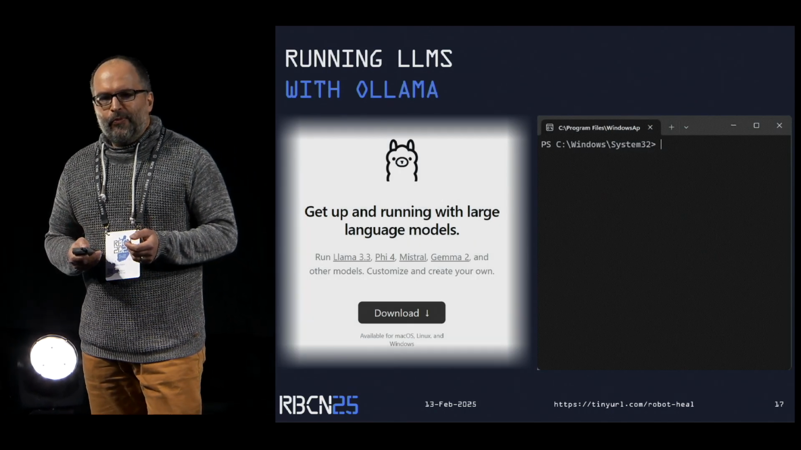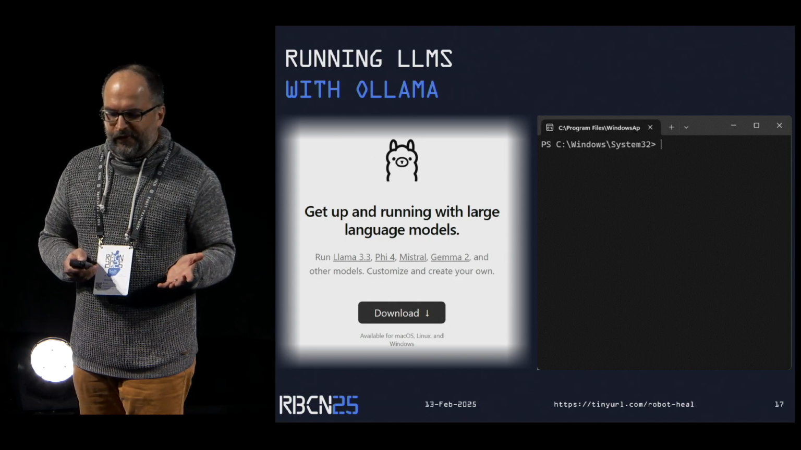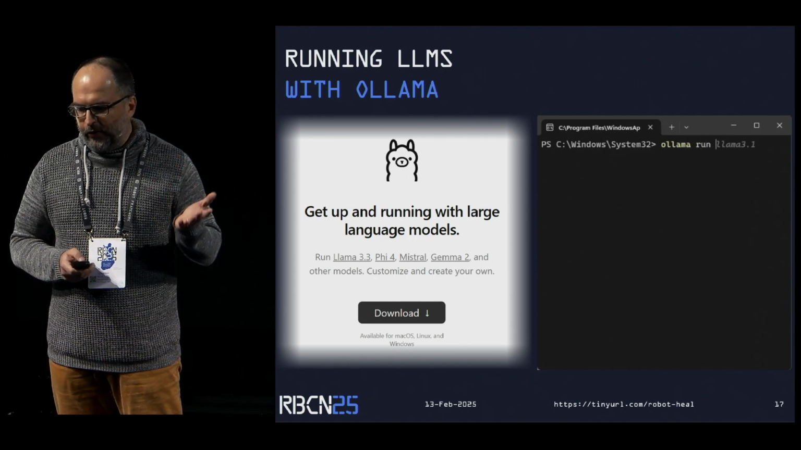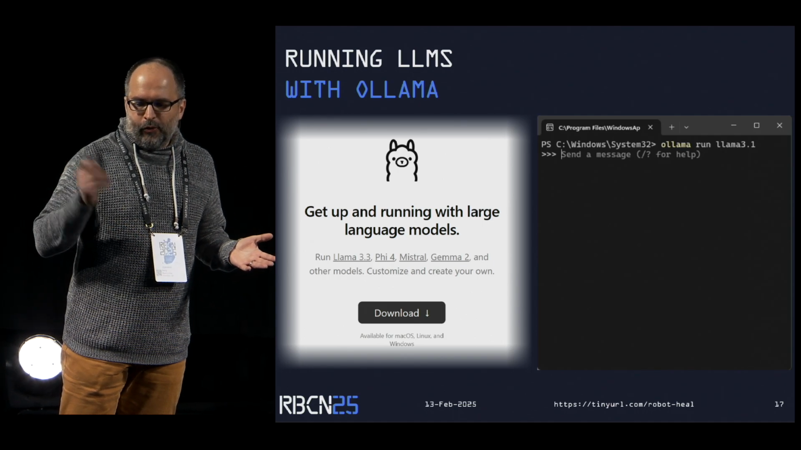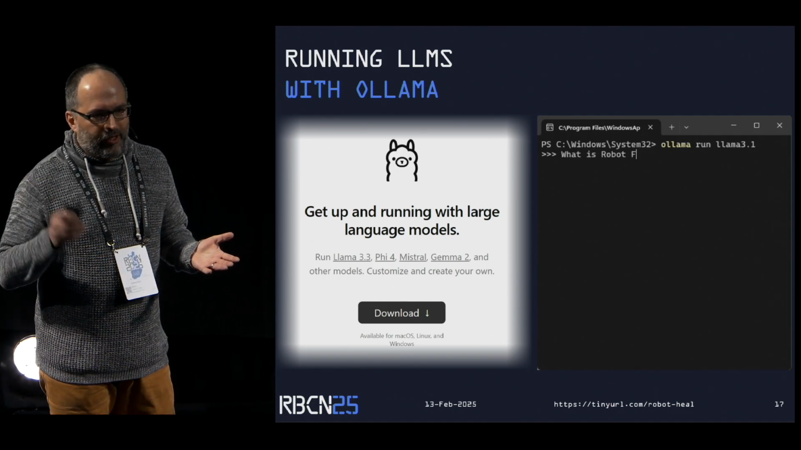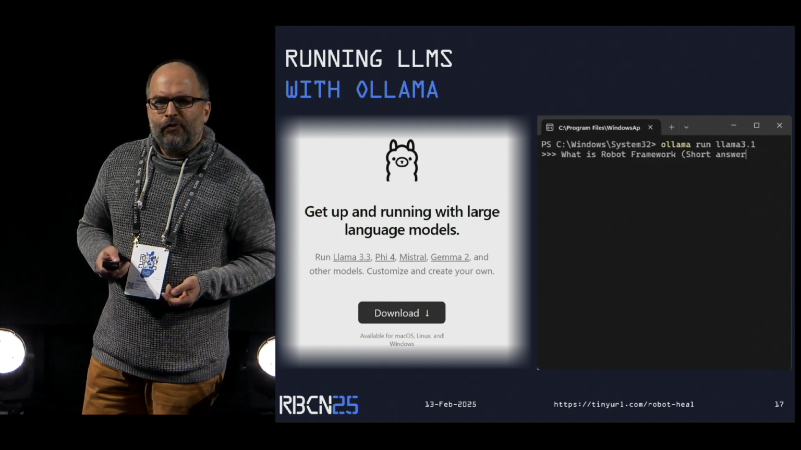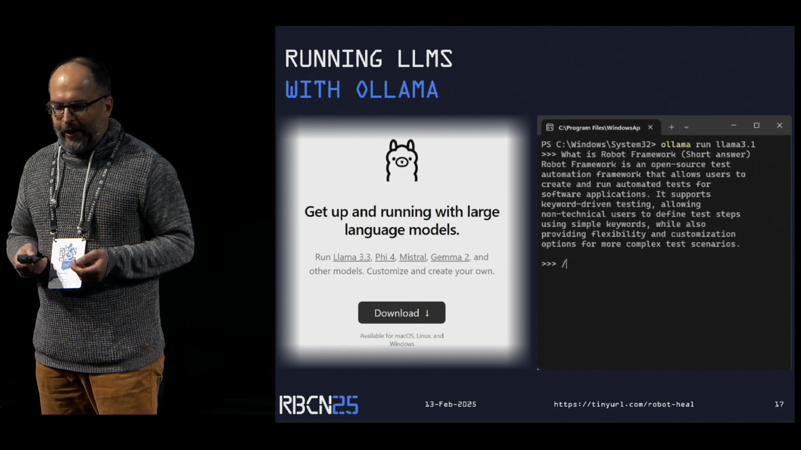Now for the large language model, I'm using Ollama as a tool to deploy large language models. It's very easy and straightforward to install on Windows, Linux, and Mac OS, and it has this command line client. So you can just say Ollama run and then the Llama 3.1 model, and it will load the model into memory, and you can send a prompt to the model, like what is Robot Framework, and it will reply.